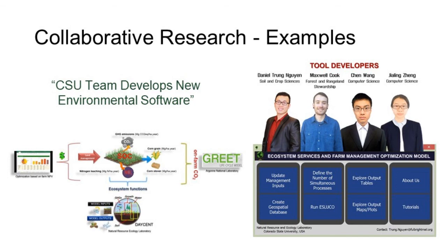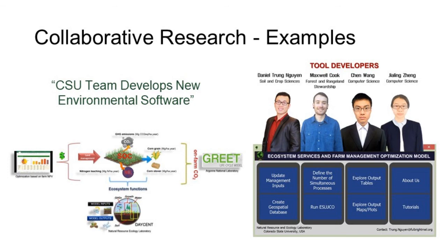There are a number of collaborative research projects at CSU, but here's one that was featured in The Source in 2016. A new piece of software was developed to help farmers, ranchers, and other agricultural producers better understand the environmental impact of their work. The software, called the Ecosystem Services and Farm Management Optimization Tool, was developed by a PhD student in soil and crop sciences with the help of 2 students from the computer science program and 1 from the Department of Forest and Rangeland Stewardship.